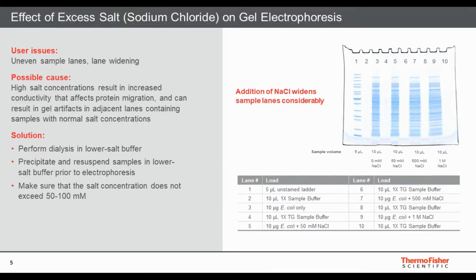If your sample has high salt concentration, either because of the lysis buffer composition or some other reason, you might have to perform dialysis to lower the salt concentration, or you can precipitate your samples and resuspend them in lower salt buffer prior to electrophoresis. Make sure that the salt concentration does not exceed 50 to 100 millimolar final concentration.